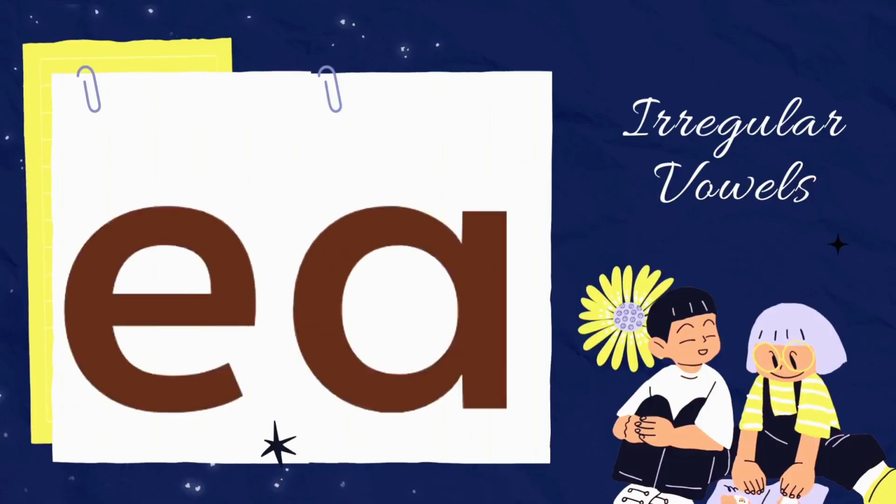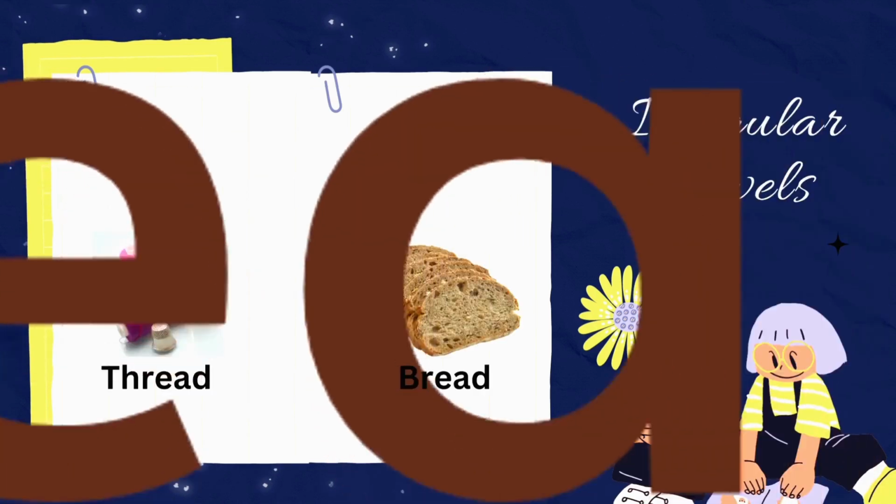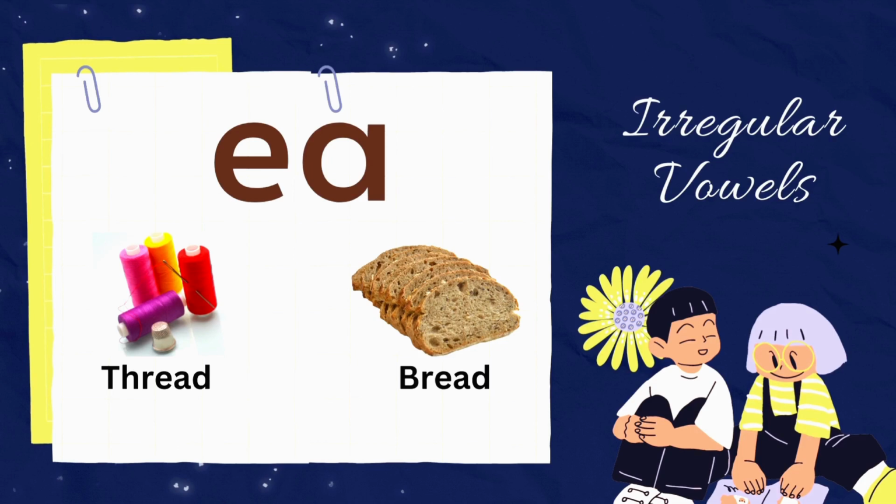We have learnt about the vowel team EA. Ideally, it makes the long sound E. But in some words, it also makes its short sound, as in the words bread, thread. This is the inconsistency or the irregularity of this pattern, where ideally it should be making its long sound, but in some words it makes its short sound.